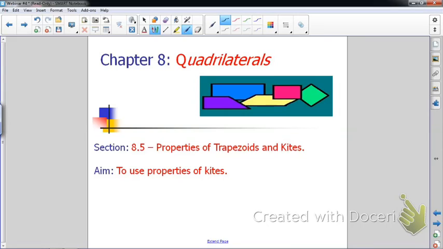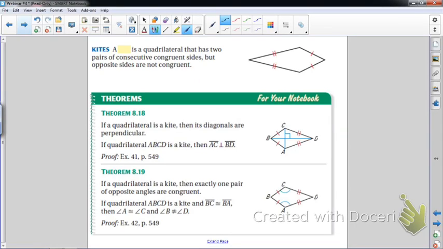I'm now going to talk about what a trapezoid and a kite is. So the last two theorems, 8.18 and 8.19, talk about what a kite is. Okay, so a kite is a quadrilateral.